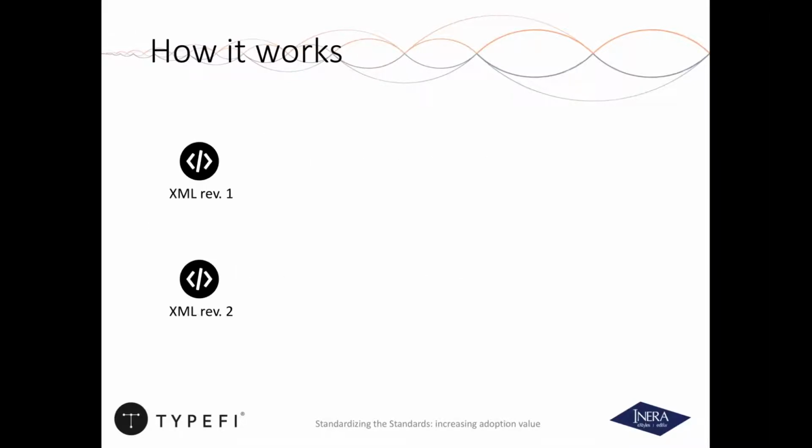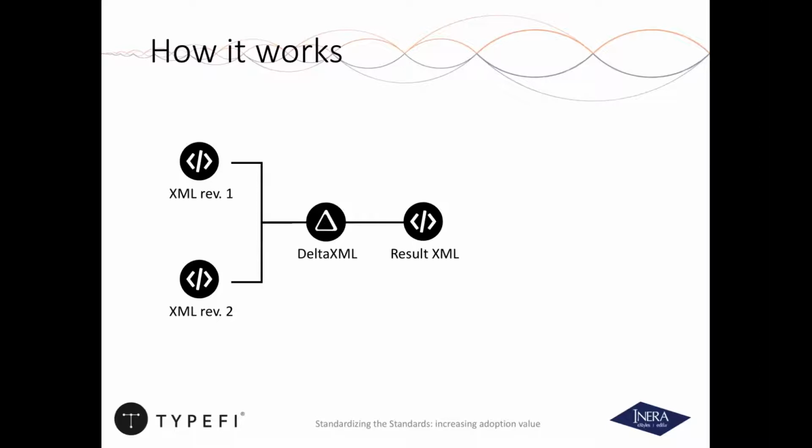We start out with two XML files that we want to compare. Those are run through a Delta XML action and combined into a resultant XML file with all the differences marked up. The resultant XML file is then run through Typefi to produce a redline PDF. Let's take a look at an example of a redline PDF.